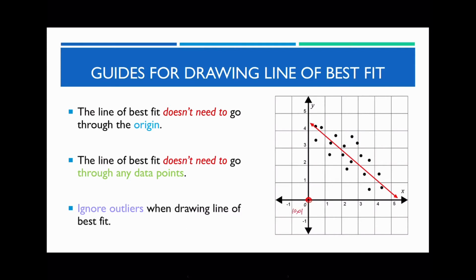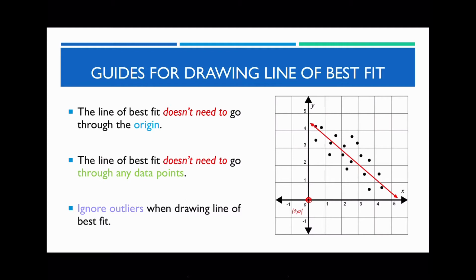But also the line of best fit doesn't actually need to go through any data points at all from the data set. So in this case, the line of best fit doesn't really go through any points at all. This one just barely touches, but in this case, it doesn't have to, okay? So don't be alarmed if you draw your line of best fit and it doesn't go through any points. This can still be correct though.